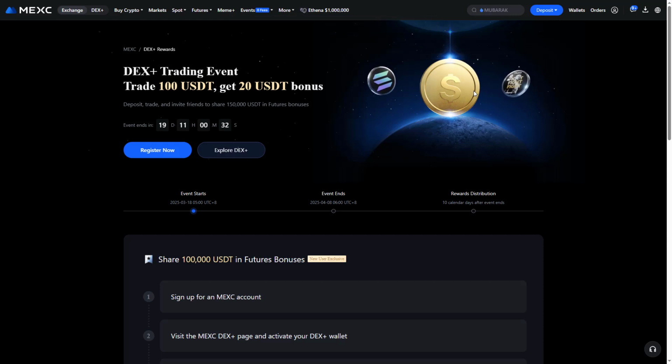It's an airdrop reward event, and as you see, a trading event: trade 100 USDT and get a 20 USDT bonus. This event will end in 19 days. You can register now, or you can explore DEX Plus. I already have an account, so it's already registered.